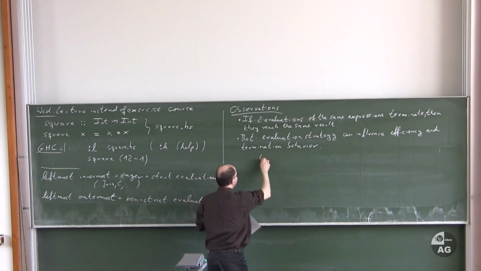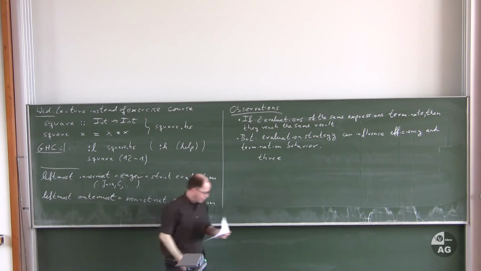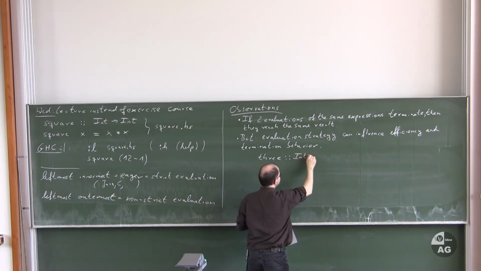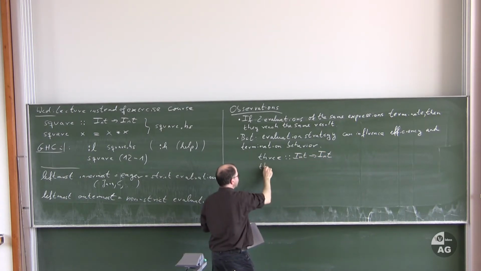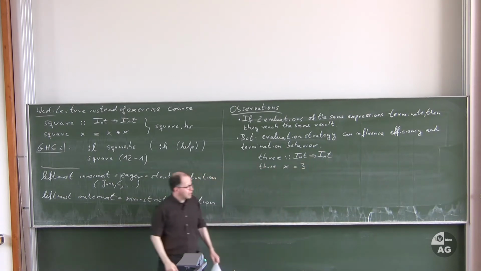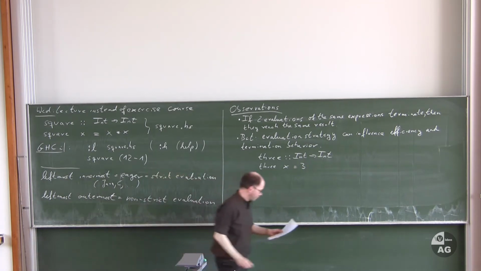So suppose we have the following two functions in Haskell. One function is called 3, and that's a very boring function because it takes an integer, but it returns 3. So it just ignores its argument. So 3 of x is the number 3. No matter to which number you apply this thing, it always returns 3.